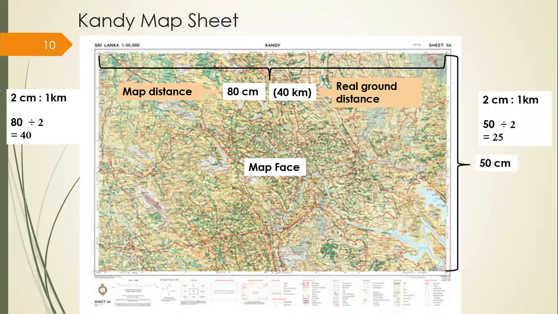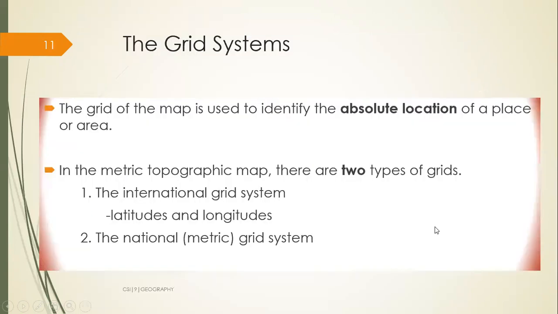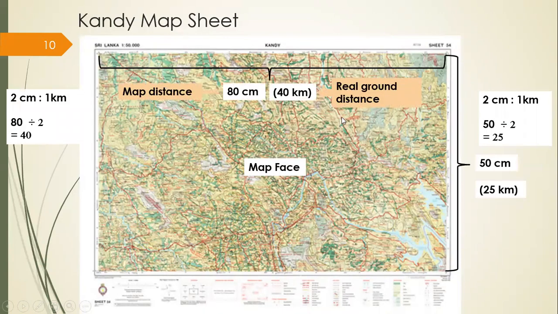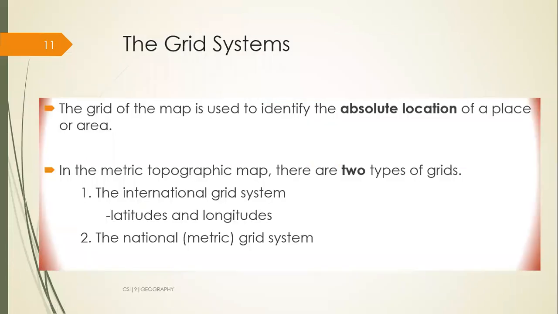The width of the map is 50 centimeters. It shows you 25 kilometers of the real ground. Now you can see how it should be, 40 into 25 is 1,000. 1,000 square kilometers are shown in Kandy area, in Kandy map sheet. Then it's only one map sheet. Map sheet number 54.